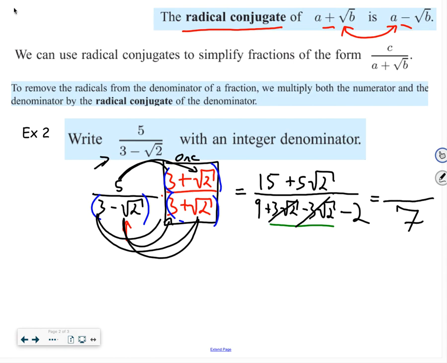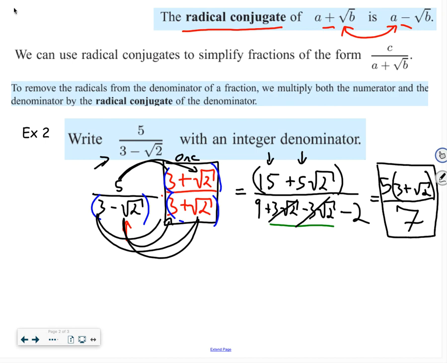As I think about my numerator, 15 and 5 square root of 2, what do they have in common? Well, they both have a factor of 5 that can come out. So I factor out my 5, and I get 5 times what is 15? That's 3. 5 times what is 5 square root of 2? I get 5 times the square root of 2. 5 and 7 here can't be simplified, so therefore that is my final answer.